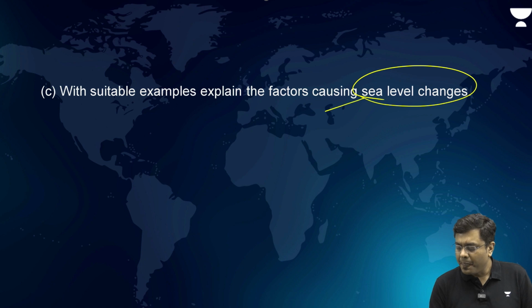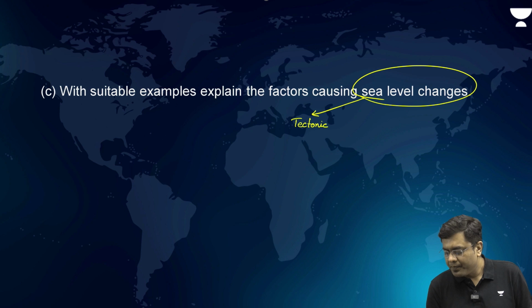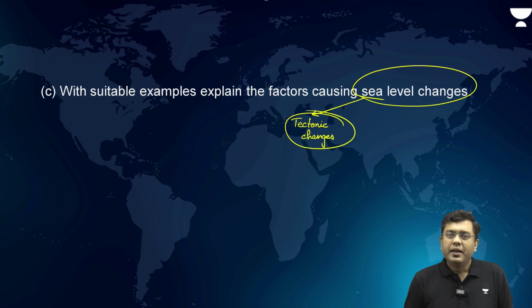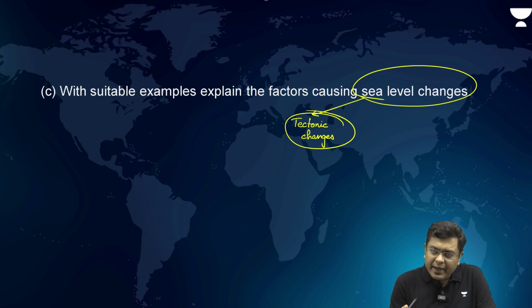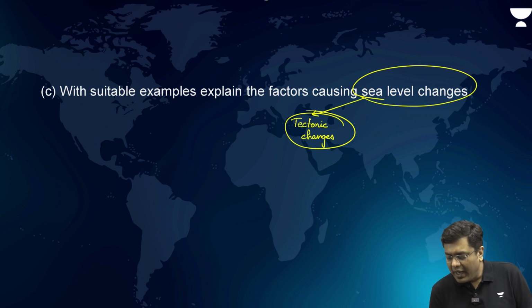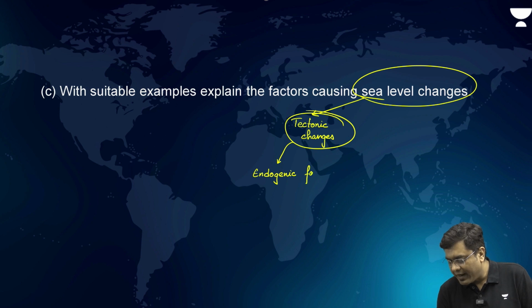One reason is tectonic changes. Now, what do we mean by tectonic changes? Let's suppose there is an upliftment or submergence of land. Due to the epeirogenic force, that is due to diastrophism, there is upliftment or submergence of land. That will lead to the level of sea changing in that particular local area. So, this is largely driven by endogenic factors.